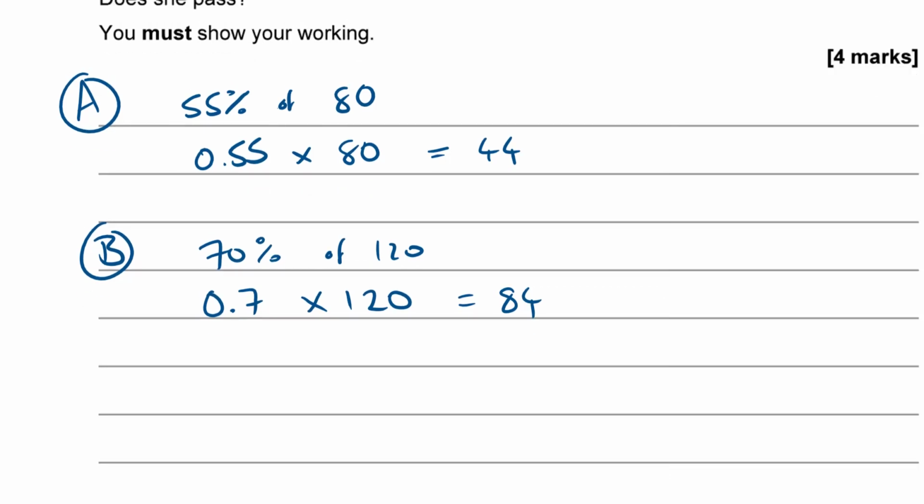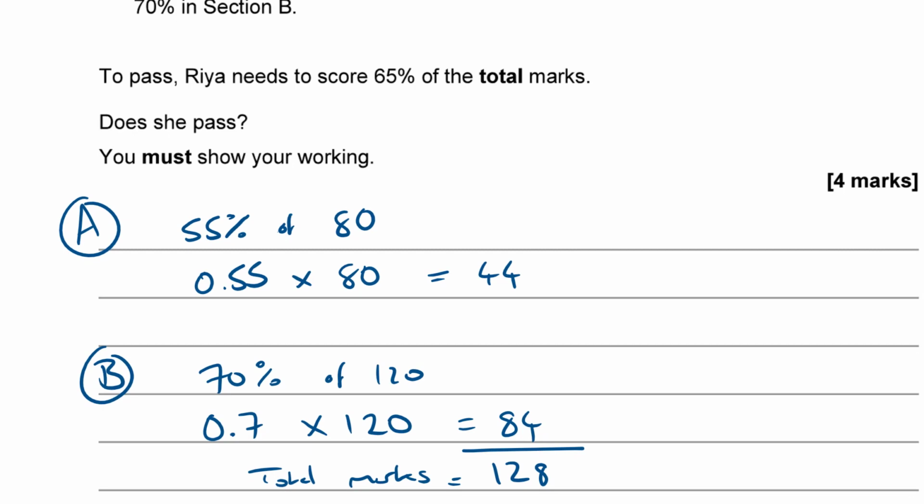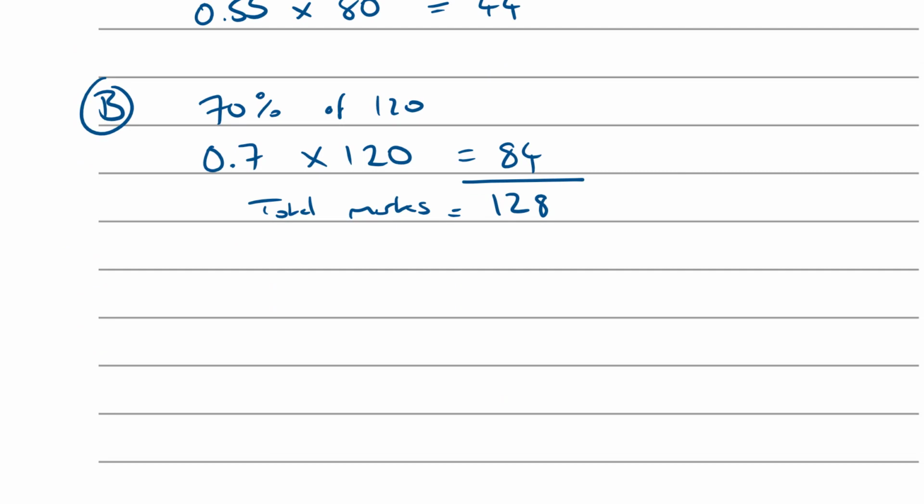So then our total mark is going to be those two added together. So 44 and 84 added together. 4 and 4 is 8. And 4 and 8 is 12. So 128 marks. Okay, is that enough to pass? So the total test was out of the two sections. So total marks available is going to be 120 and 80, the two sections added together. So there were 200 marks available and she got 128 marks.